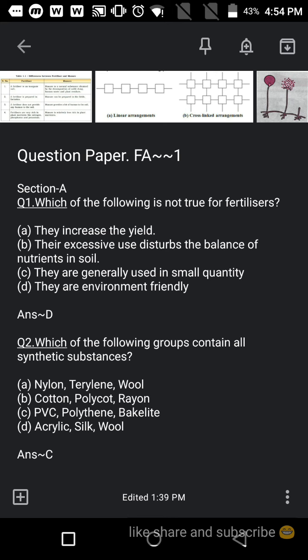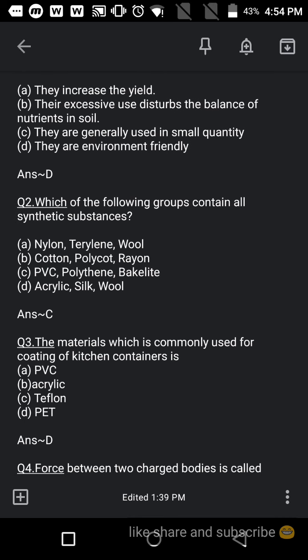Question number 2. Which of the following groups contain all synthetic substances? A. Nylon, terylene, wool. B. Cotton, polycot, rayon. C. PVC, polythene, bakelite. D. Acrylic, silk, wool. The correct answer here is C. PVC, polythene, bakelite. These all are the synthetic substances.